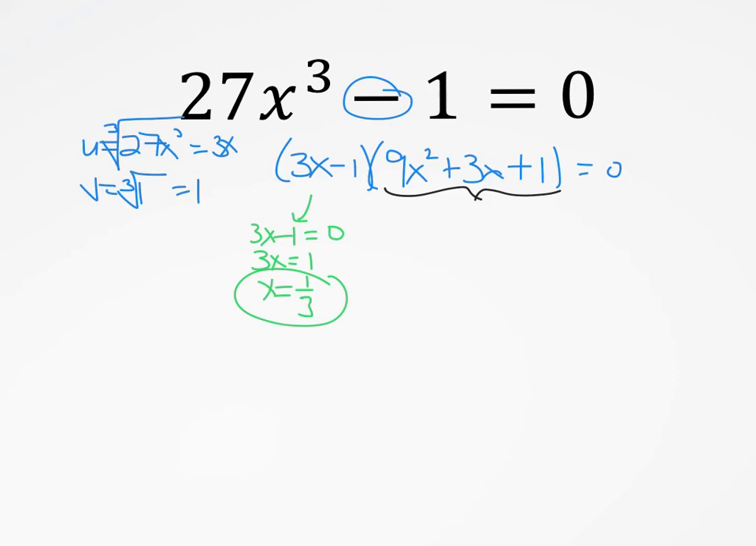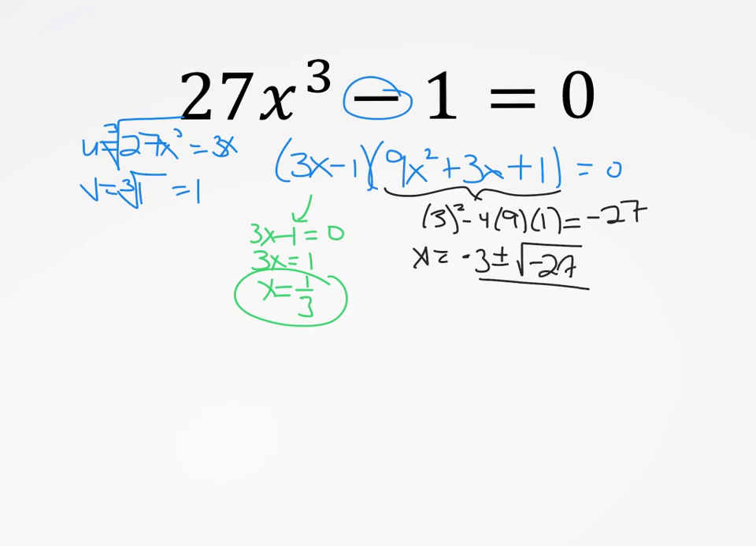Okay, so let's see. We'll have 3 squared minus 4 times 9 times 1, which would be 9 minus 36, which in this case is -27. And then we'll have x equals the opposite of b, -3, plus minus the square root of -27 all over 2 times a, which would be 2 times 9, which is 18. So x equals -3 plus minus 3i square root 3 over 18.